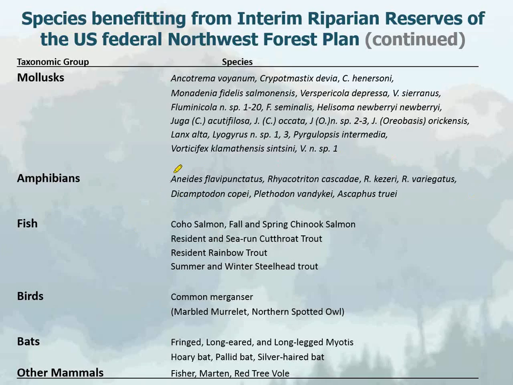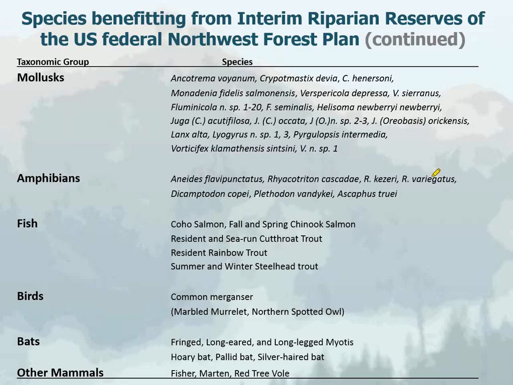that occur here. Aneides flavipunctatus is in the southern part of the region, the black salamander. It barely gets into Oregon. There are several species of torrent salamander, in the Rhyacotriton genus: the Cascades torrent salamander, the Columbia torrent salamander, and the southern torrent salamander. The fourth species is up in the Olympic Peninsula. It was not considered a species of concern because of all the reserved lands in the Olympic Peninsula.